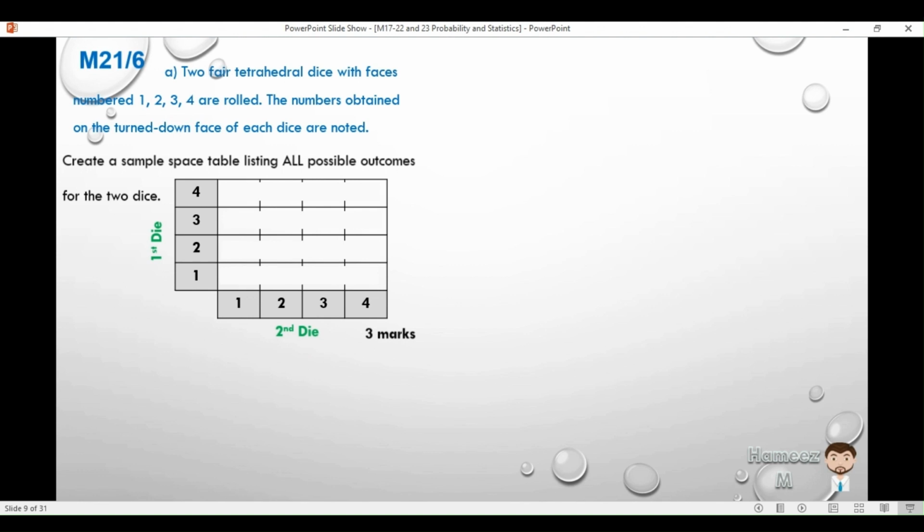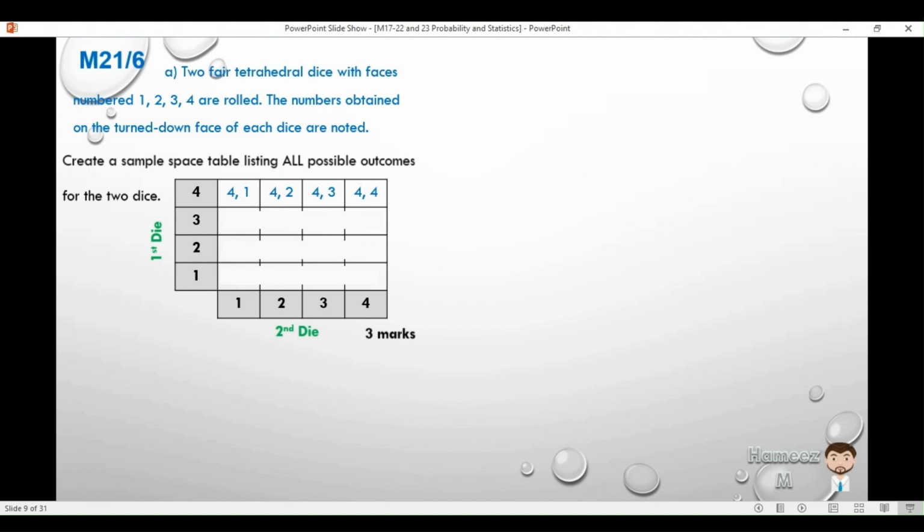So let's consider the case where in the first die, a 4 is rolled. If a 4 is rolled in the first die, what is the possibility of the numbers that can happen in the second die? Well, we can get a 4 and a 1, a 4 and a 2, a 4 and a 3, or a 4 and a 4. So there are 4 possible outcomes if the first die rolls a 4.